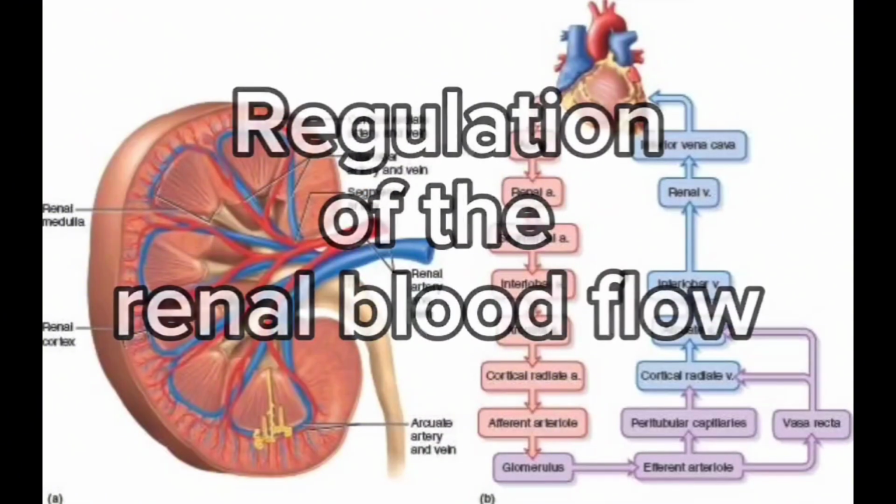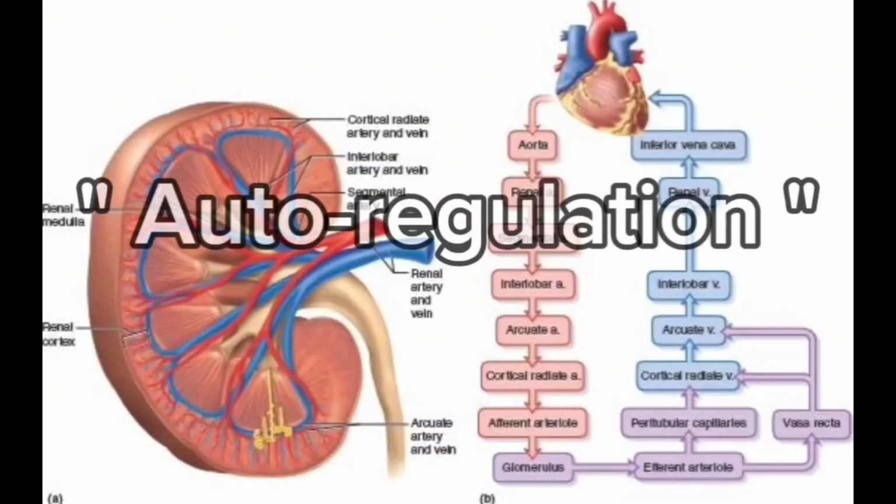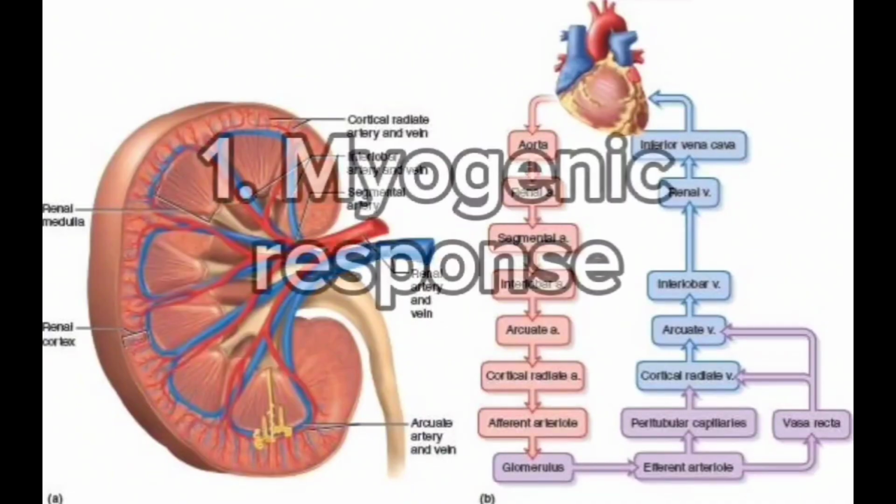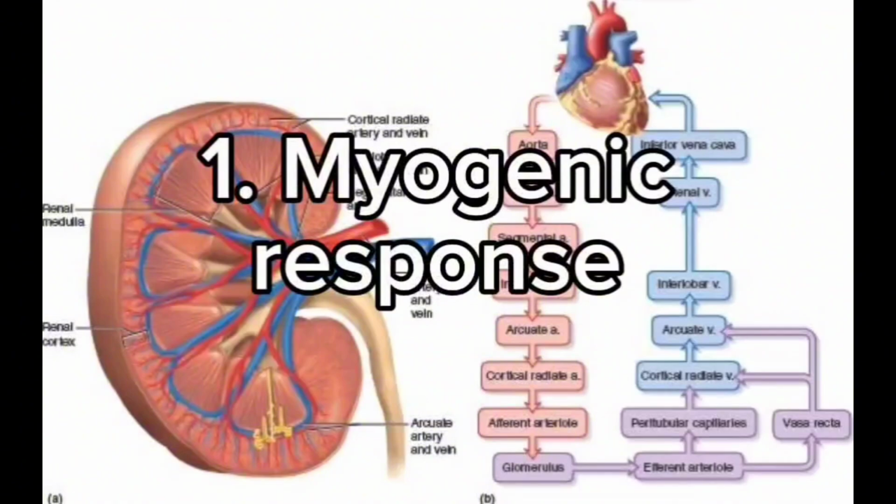Regulation of renal blood flow. The renal blood flow is characterized by something we call autoregulation, meaning that the kidneys can control the amount of blood entering, and thus it's not affected by changes in systemic blood pressure. The autoregulation process is explained by the myogenic response, which is the smooth muscles of the kidney arterioles. They constrict and dilate, adjusting the amount of blood entering the kidneys.